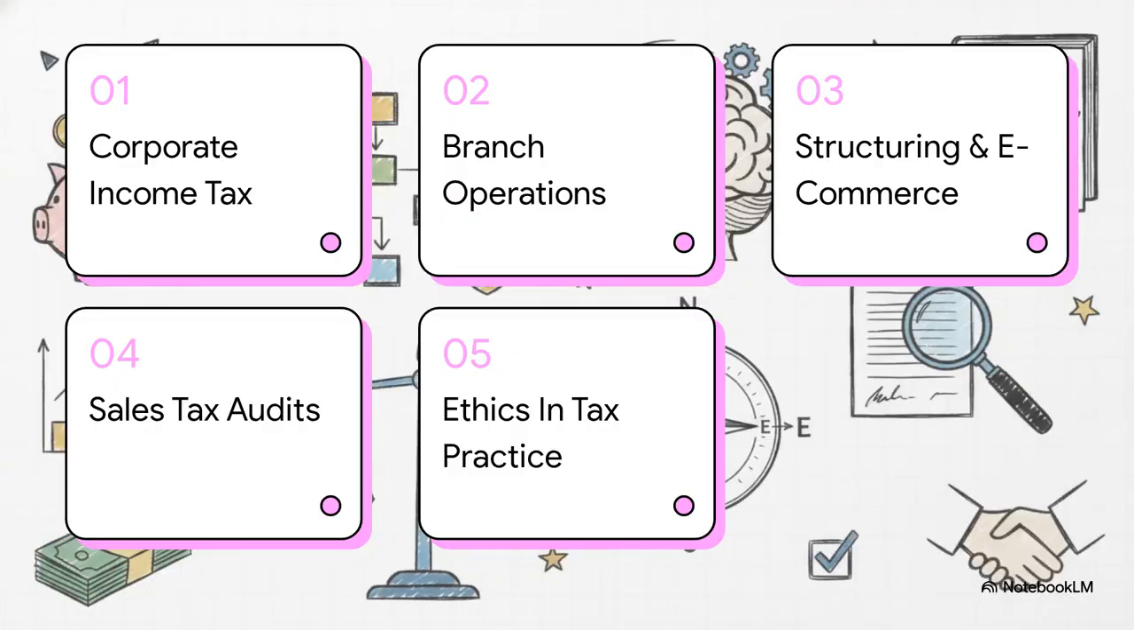To make sense of it all, we'll follow a 5-step agenda. 1. Corporate income tax mechanics. 2. Branch operations and deductions. 3. Structuring and e-commerce taxation. 4. Sales tax audits and computations. And finally, 5. Ethics in tax practice.